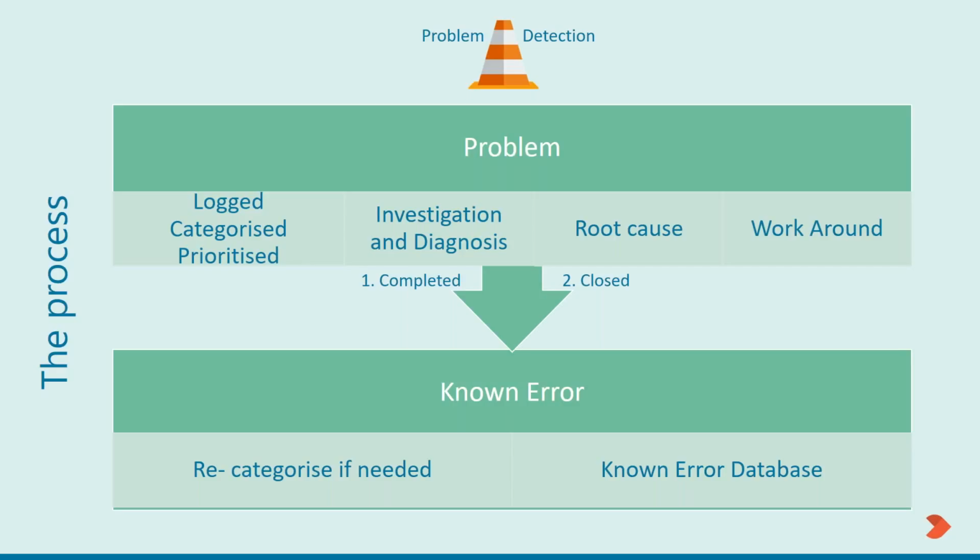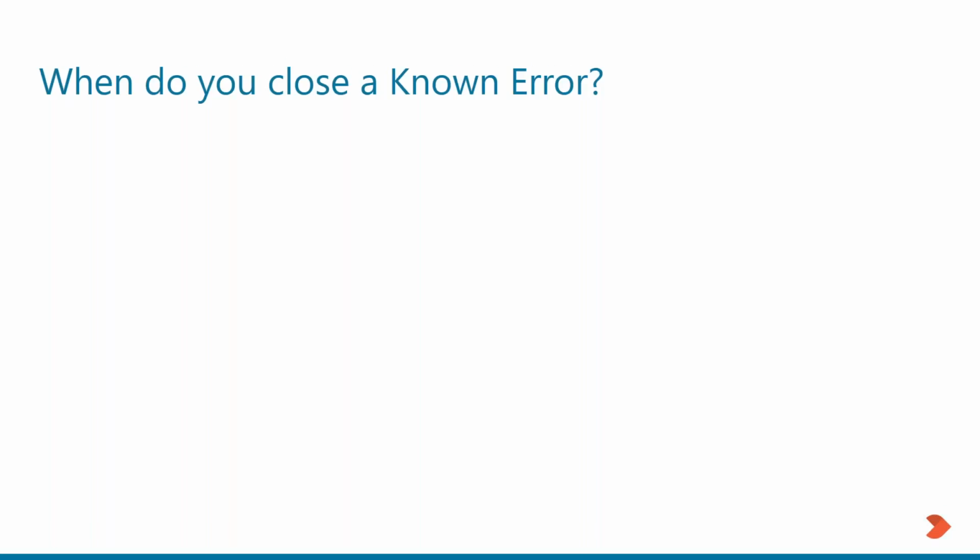But we don't want known errors to sit in the known error database forever. You might think, oh, I've done lots of hard work here, I've done my investigation, I've got my root cause, my workaround, I can just sit back now. No, eventually we do want you to be able to close your known errors, which leads on to another very common question that we hear a lot when we're implementing problem management, and that is, when do you close a known error? When should that happen?